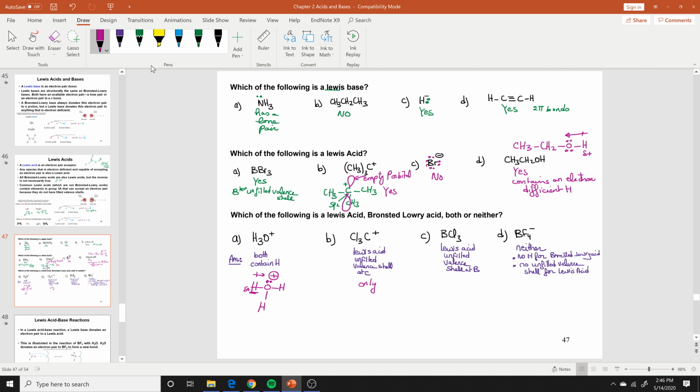Now this one over here, no, it's neither, because first of all, it doesn't have a hydrogen for the Bronsted and Lowry acid, and the boron has no unfilled valence shell because the boron is connected to 4 fluorine, so the hybridization of this guy is going to be sp3. So there is no empty orbital or anything like that for the boron. All the orbitals are hybridized in this case, so there is no unfilled valence shell for the Lewis acid.